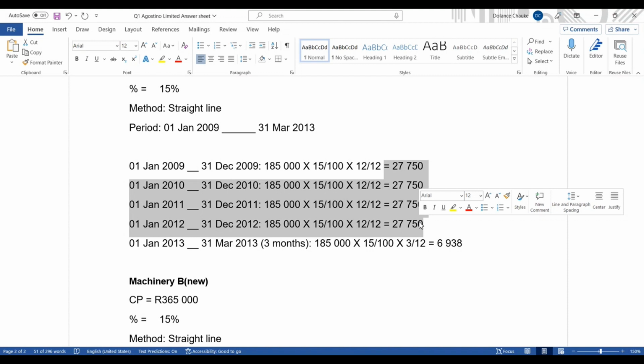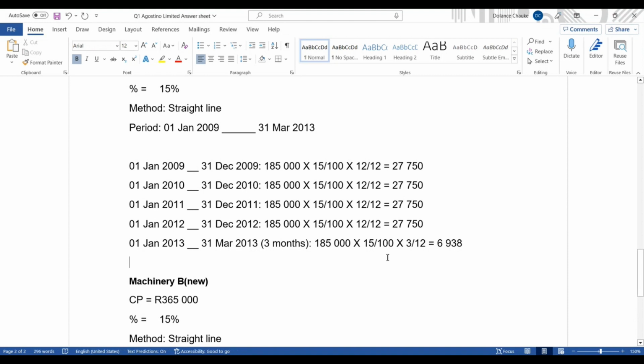Please repeat, I didn't understand. Okay, let me do this. Remember, what we were calculating here was depreciation every year, right? Therefore, at the end of the year 2009, we will have what we call accumulated depreciation of 27,750. I don't know if it makes sense.